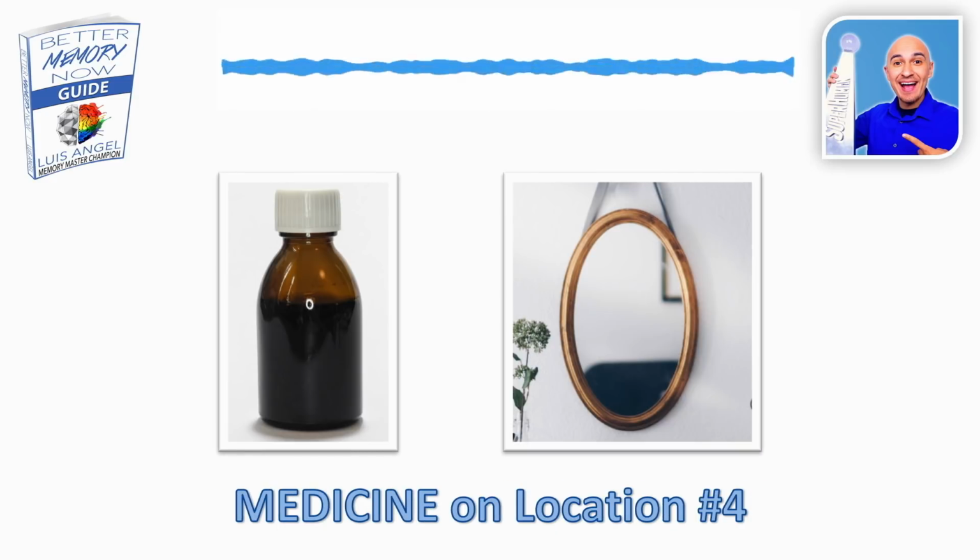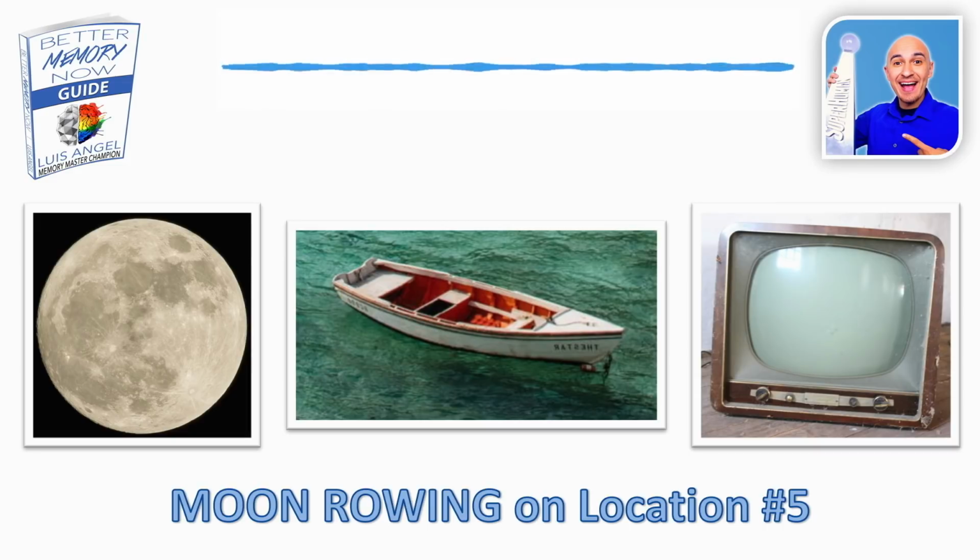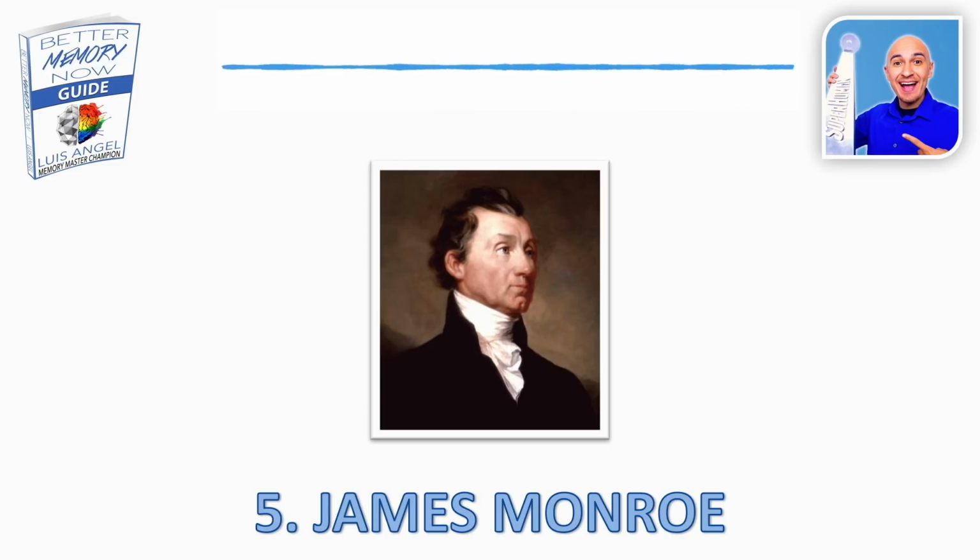The fourth location has Madison. And for Madison, we think of James Madison. James Madison is our fourth president. What was our fifth president? Think of the fifth location. We saw moon rowing on the fifth location. That's right. The fifth president is James Monroe, Moon Rowing.